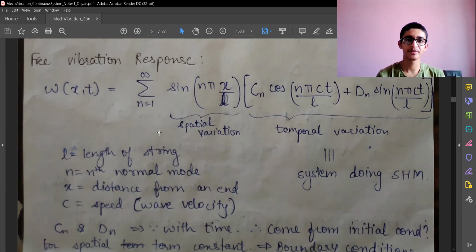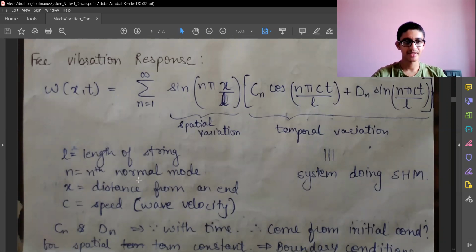So for 2 degrees of freedom system, we got 2 normal modes, and for representing free vibration, we were taking linear combination of both the normal mode responses. Over here we have infinite normal mode responses, so we just need to take the summation of 1 to infinite. So all the normal mode responses are summed, and linear combination of those are going to give me a complete free vibration response. Just this is the final thing you need to remember.